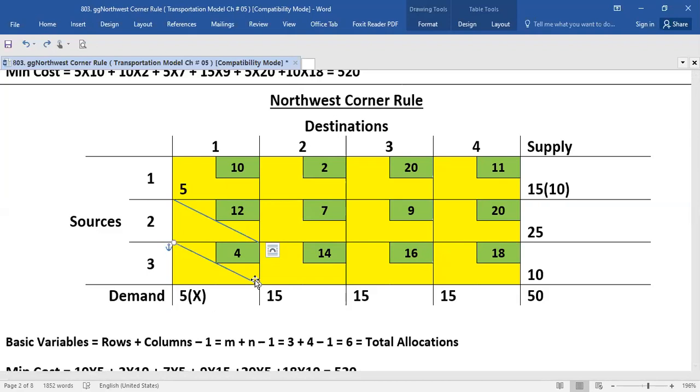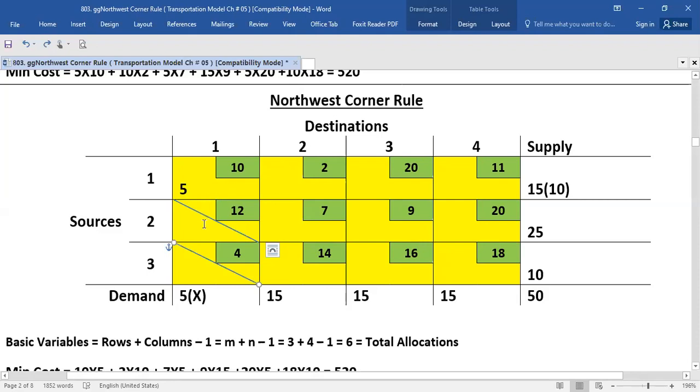Now in the next allocation, you will move to the connected cell. Which cell is connected? Yes, this cell is connected. You will move to the connected cell, but to that connected cell which is blank. These 2 cells are connected with this cell. This cell is connected and this cell is also connected.